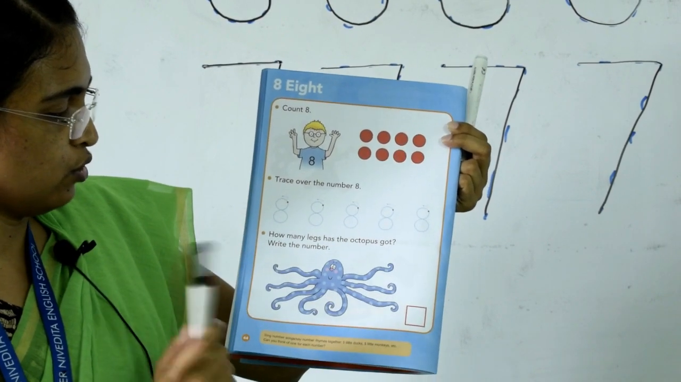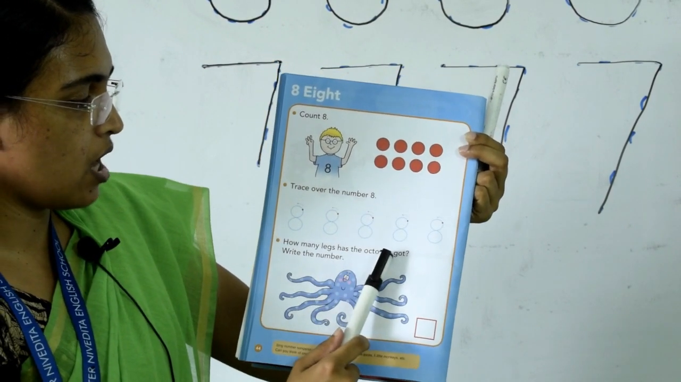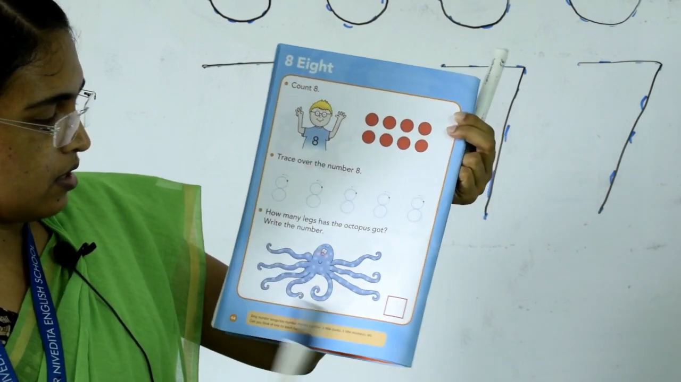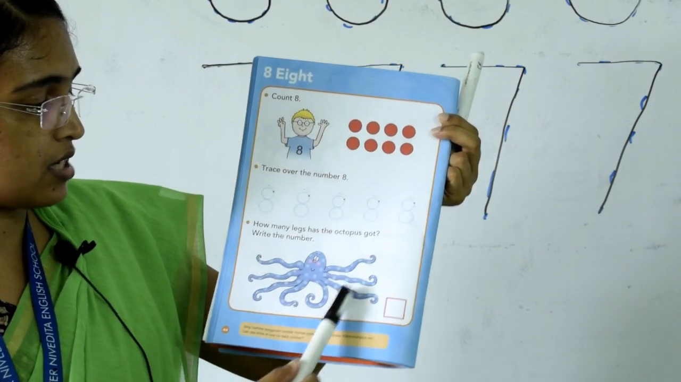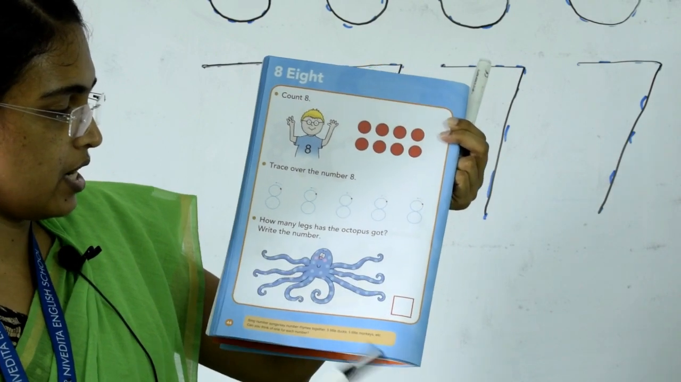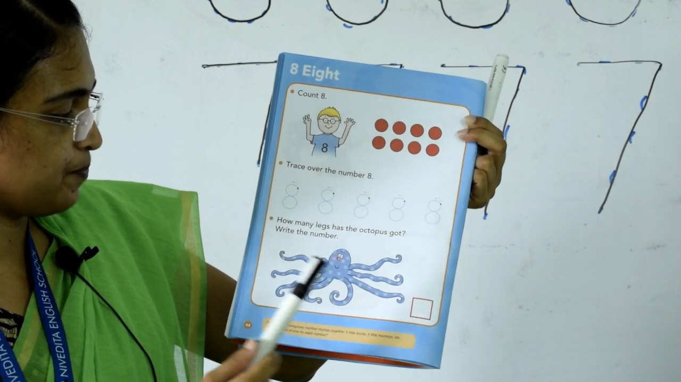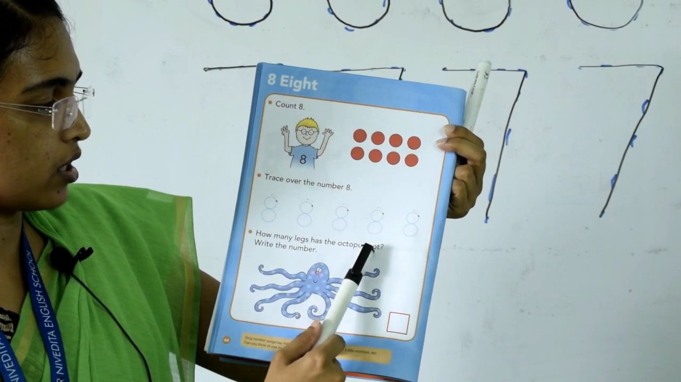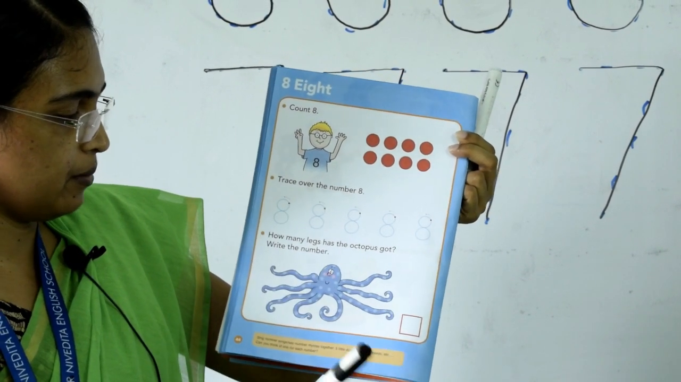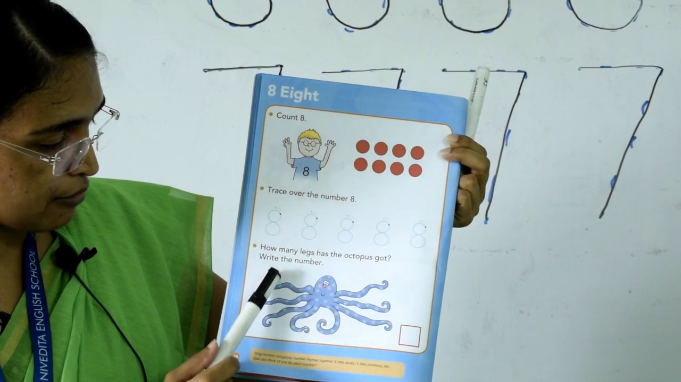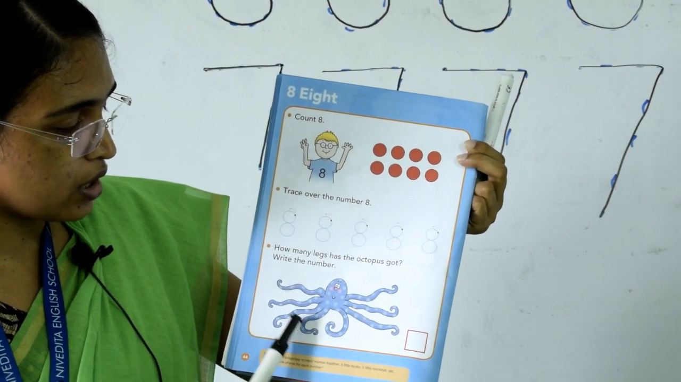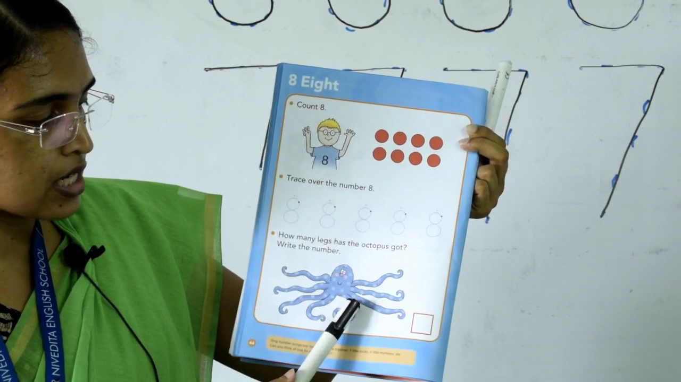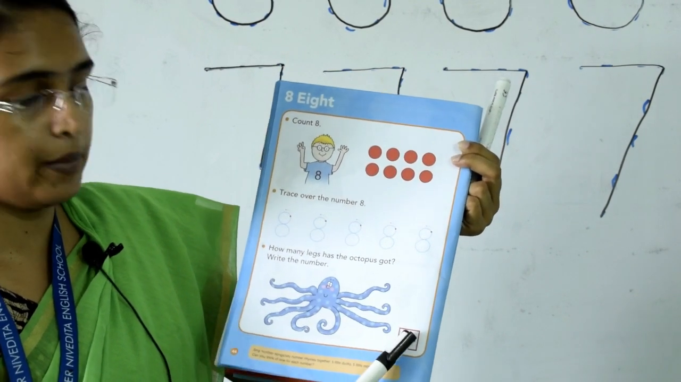Then, how many legs has the octopus got? What is this? This is an octopus. How many legs does an octopus have? Yes, 8 legs, right? So what is the question? How many legs has the octopus got? Write the number. So you have to count all the legs of this octopus and write the number in this box.